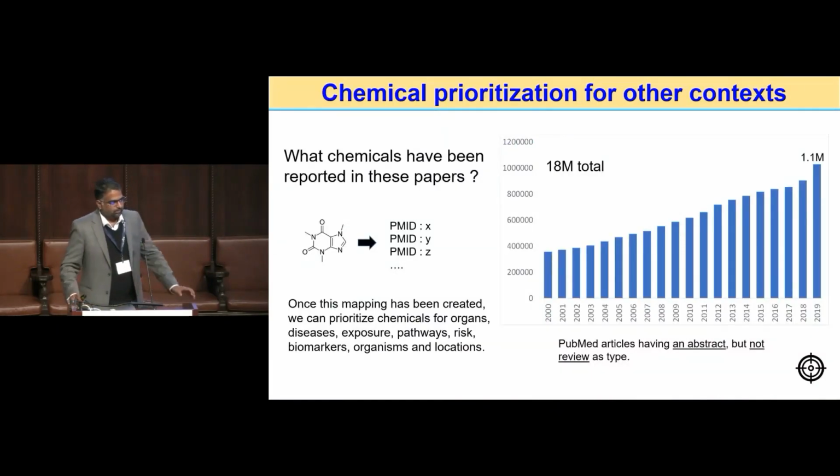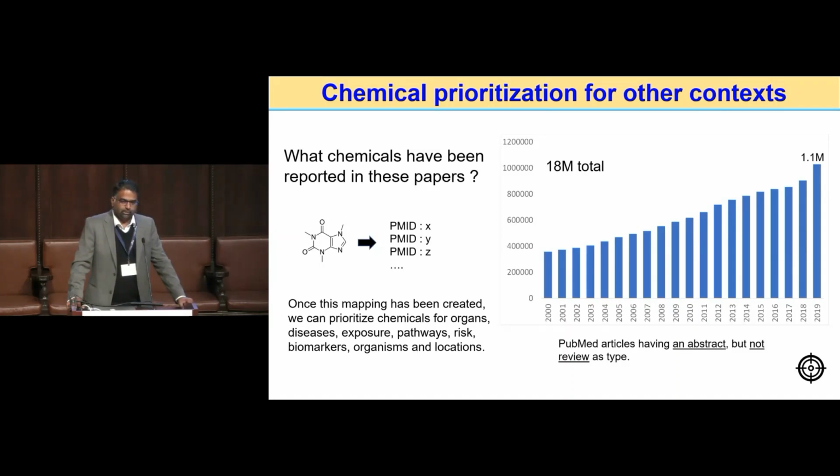When we think about how many papers we need to go after, the volume is really large. We all know that there are 1.1 million papers that can be considered original research articles, so not reviews, not letters or anything. Almost 18 million total original research articles. And we need to connect chemicals to publications in those 18 million papers.